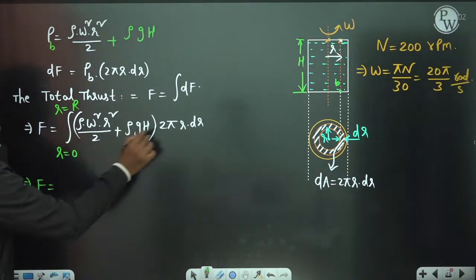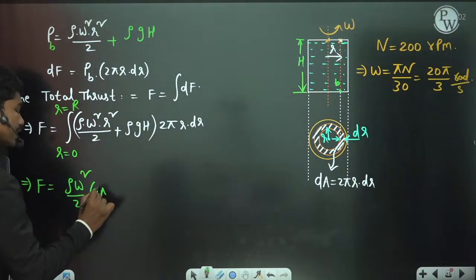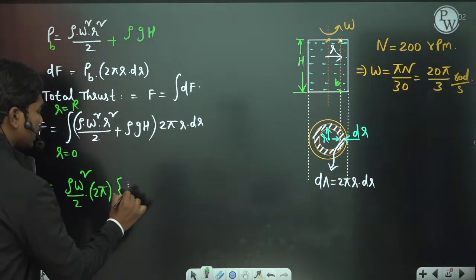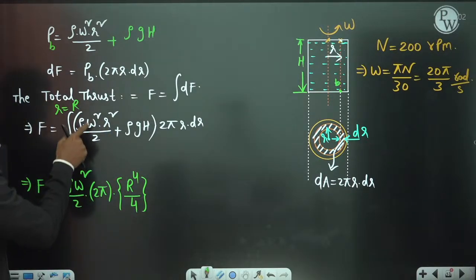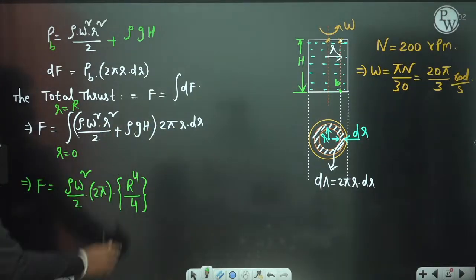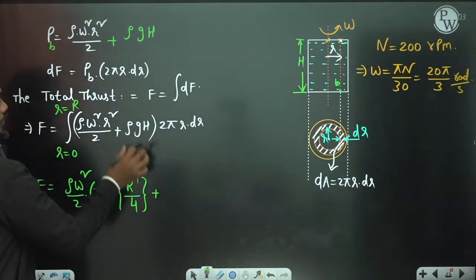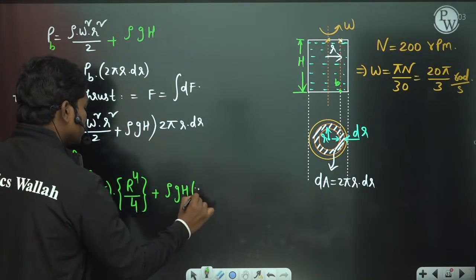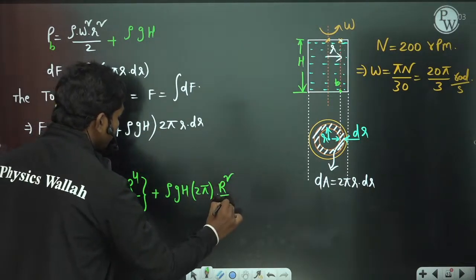Now if you do this integration, for the first term rho omega square by 2 into 2 pi is constant, r square into r gives r cube, and the integration of r cube is r to the power 4 by 4. For the second term, rho gh, the height of the cylinder, and 2 pi are constant, and the integration of r is r square by 2, so after substituting the limits we have capital R square by 2.